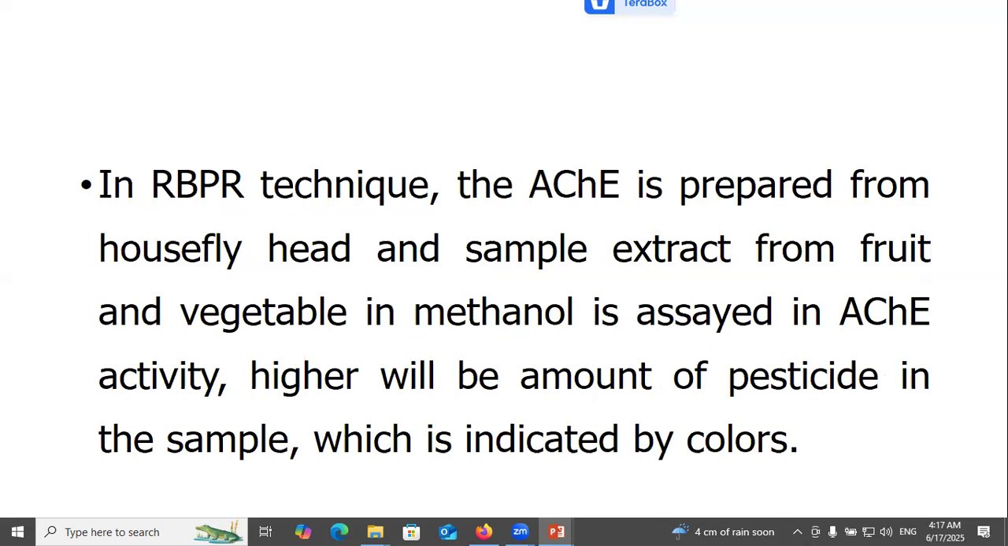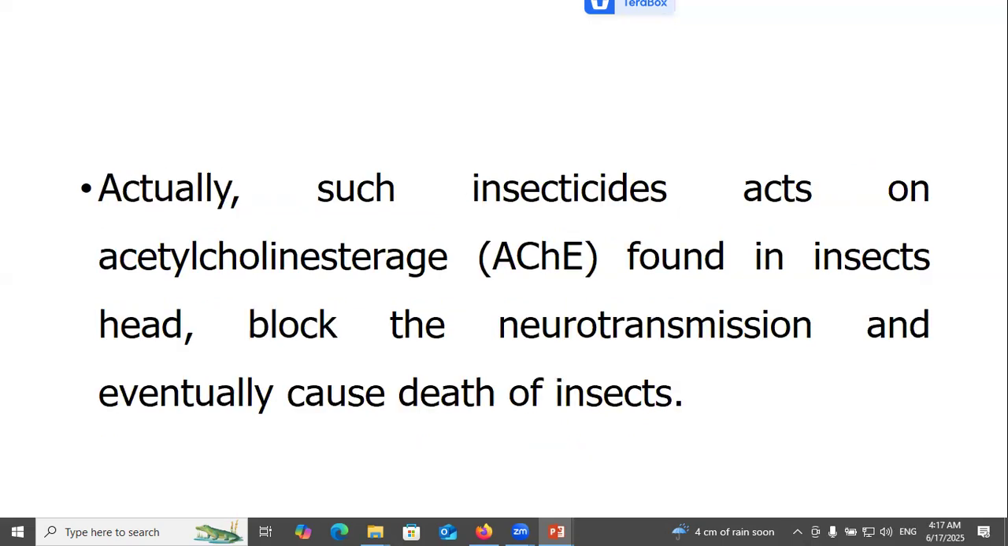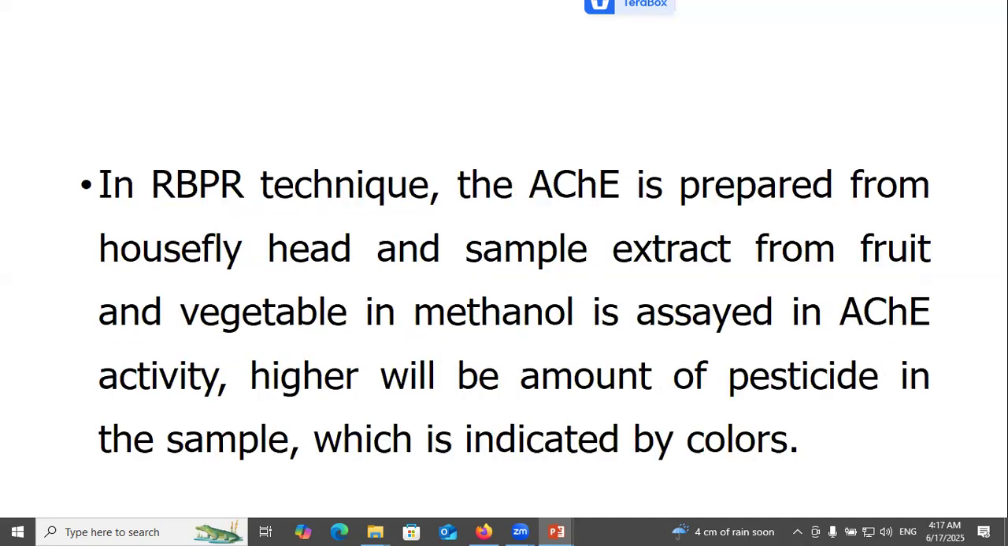insects. In rapid bioassay techniques, the acetylcholinesterase is prepared from housefly head, and the sample extract from the fruit and vegetable in methanol is assayed for acetylcholinesterase activity. The higher the amount of pesticides in the sample, the stronger the inhibition, which is indicated by colors.